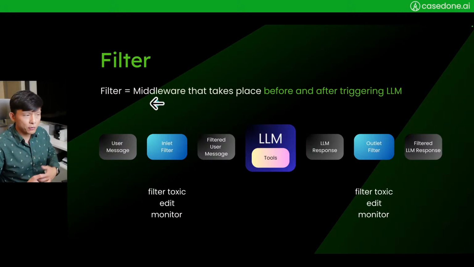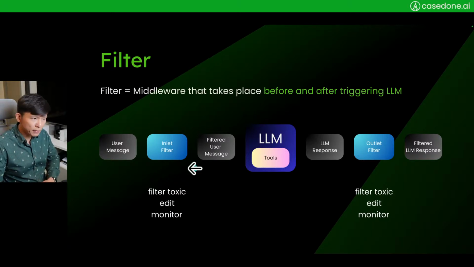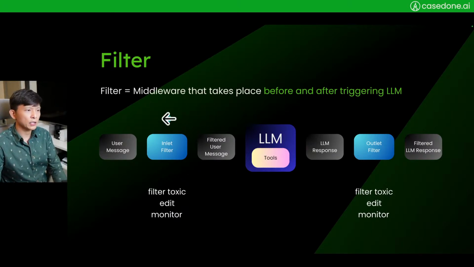According to the Open WebUI documentation, a filter acts like a middleware that takes place before and after triggering the LLM. The application can be related to monitoring incoming messages, taking logs, or counting how many tokens. Like you can incorporate Langfuse here for monitoring purposes. You can edit the content, such as translating to English, assuming that you think translating to English before the LLM sees the input gives you a better performance.